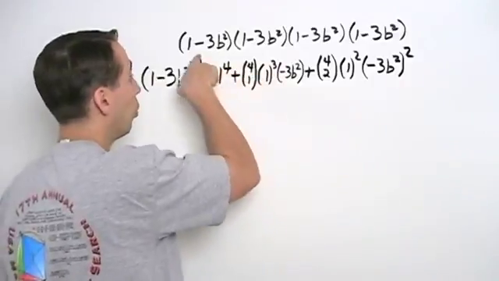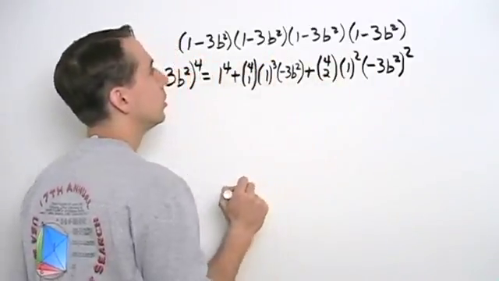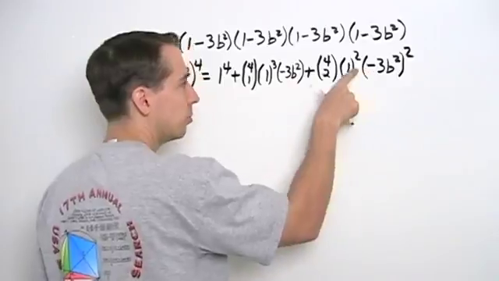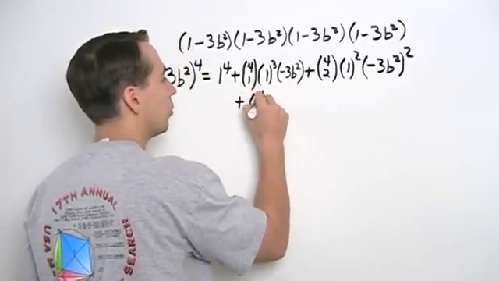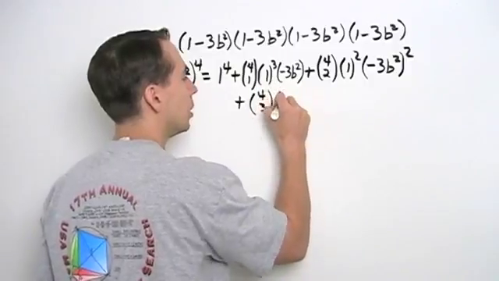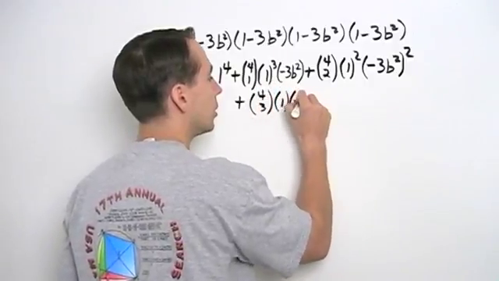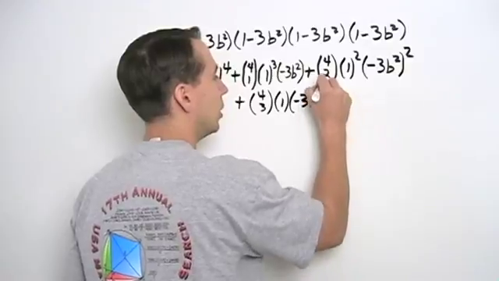Next up, I'm going to take only 1 of the 1s and 3 of the minus 3b squareds. And again, notice I'm keeping my minuses here. So I'm going to take 4 choose 3. I just need 1 1 and 3 of these.